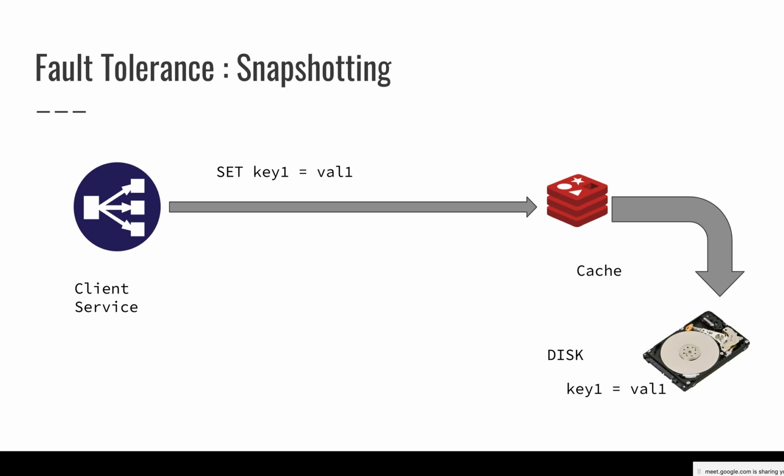Now, in a situation when your cache goes down, what do you do? In a situation when your cache goes down and you have backups available to you in terms of snapshots which you are taking regularly at different points of time, what do you do?